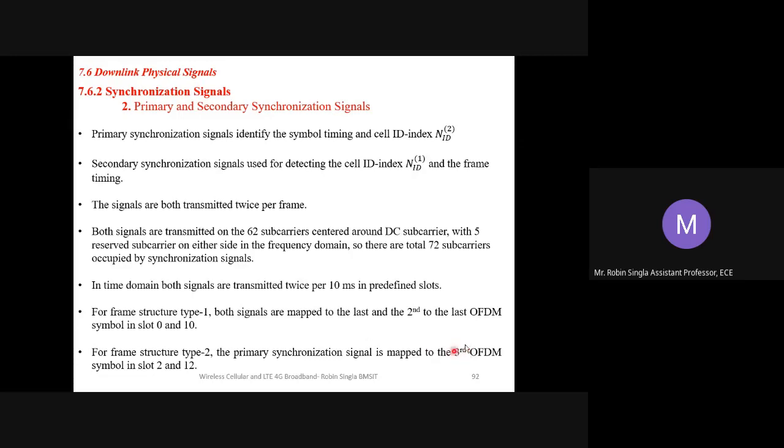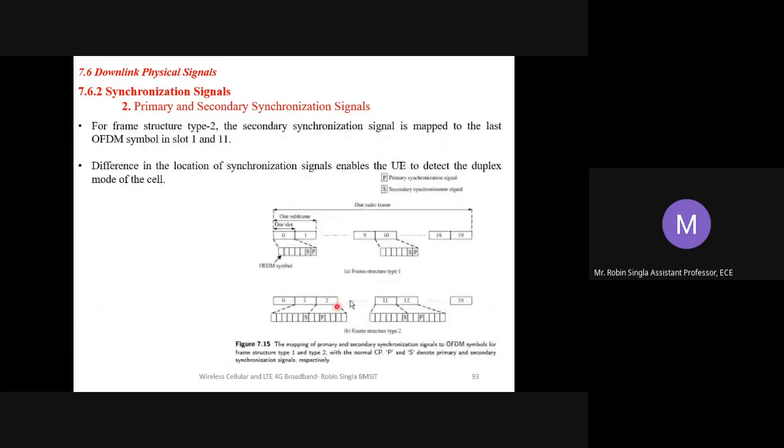In this slot 2, it is mapped to the third OFDM symbol. In slot 2, the third OFDM symbol is mapped to primary. Similarly, in slot 12, the third OFDM symbol is mapped to primary. And for secondary, slot 1 and 11. In slot 1, the last symbol is mapped to secondary synchronization. And similarly, in slot 11, the last symbol is mapped to secondary synchronization signal. Difference in the location of synchronization signal enables the UE to detect the duplex mode of the cell.